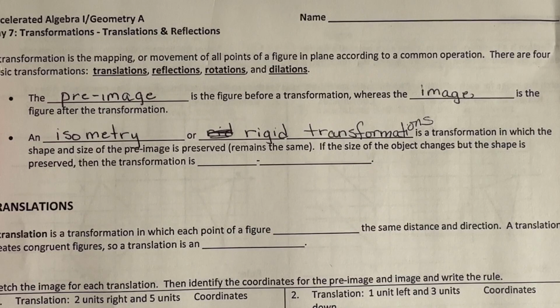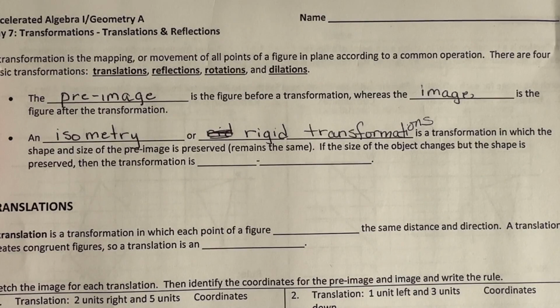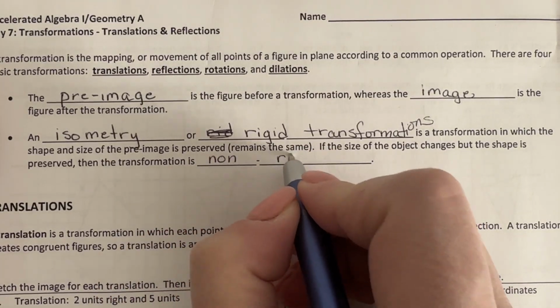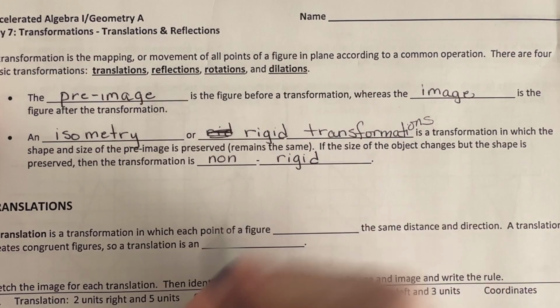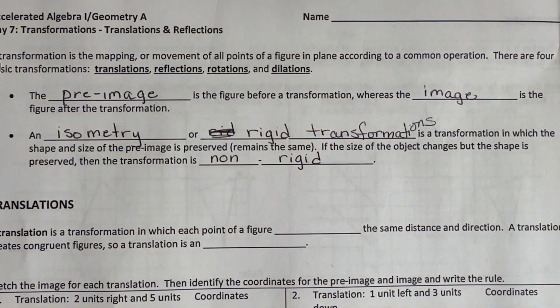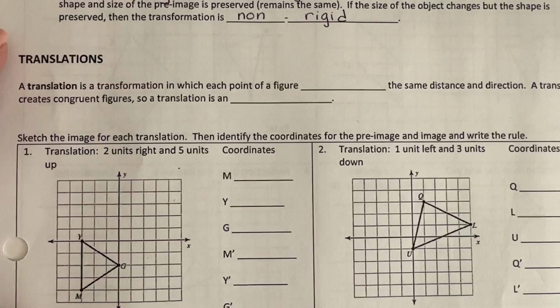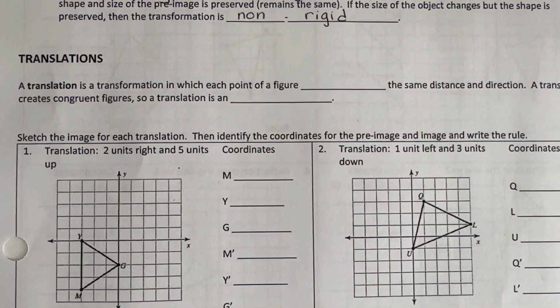If the size of the object changes, but the shape is preserved, then it's called non-rigid. Now, I know we haven't talked about it, but I know you've seen it in other classes. A non-rigid transformation might be something like a dilation, where stuff gets bigger. Okay, let's slide on down and fill in a couple more blanks, and then I'll show you exactly what I'm talking about.